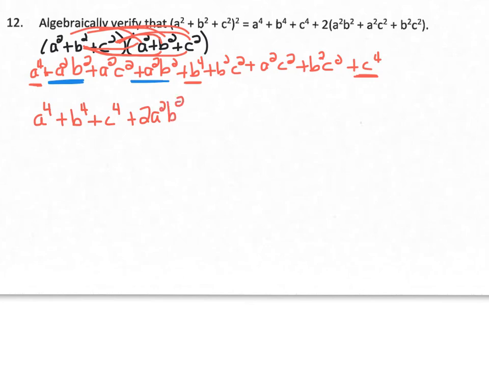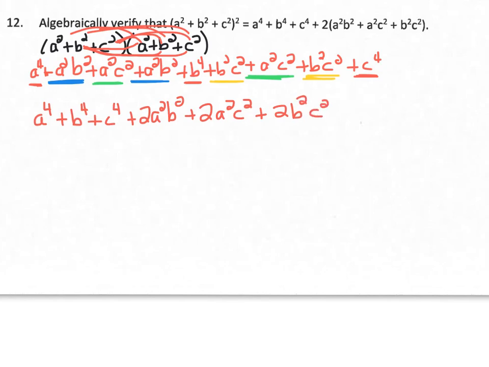Okay, now I have an a squared c squared. So if I look ahead, oh, here's another one. So I can write plus 2 a squared c squared because there's 2 of them. Okay, and then finally, let's see, I have a b squared c squared and another b squared c squared over here. So since I have 2 of them, let's write plus 2 b squared c squared.